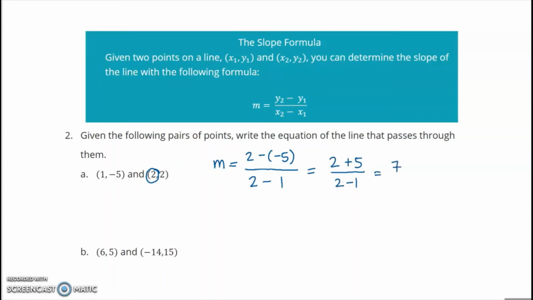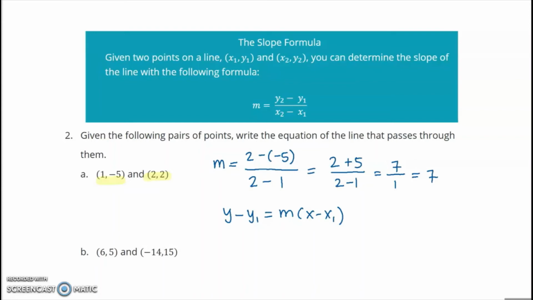2 plus 5 is 7, 2 minus 1 is 1. The slope is equal to 7. So we have a slope. And then you pick either of the points here, either this or this, as the point that you are going to use to substitute to this formula y minus y sub 1 equal to m times x minus x sub 1 to get the equation of your line. So the slope is equal to 7. Now, you can pick any of those 2 points.